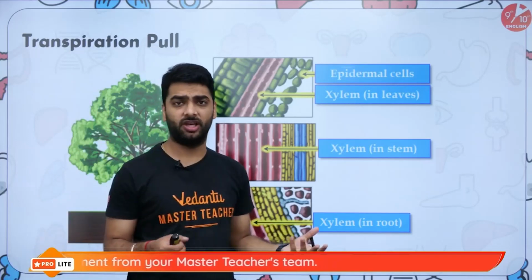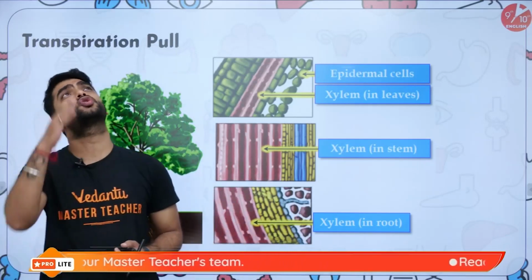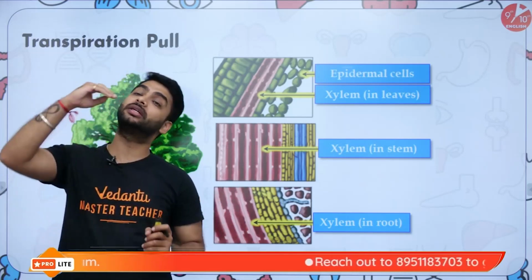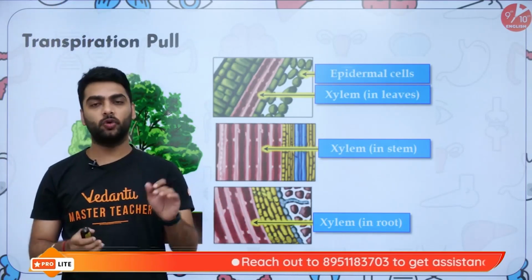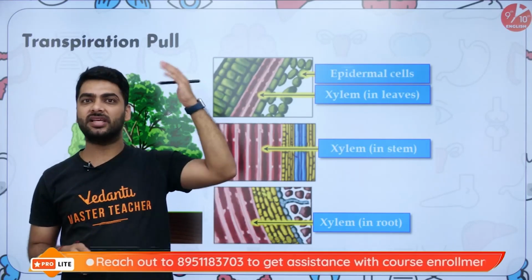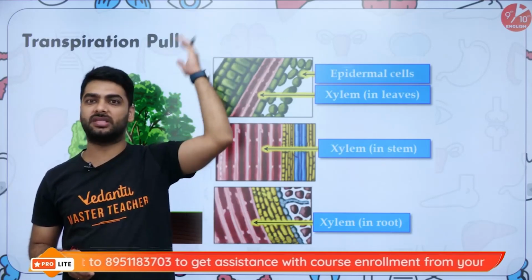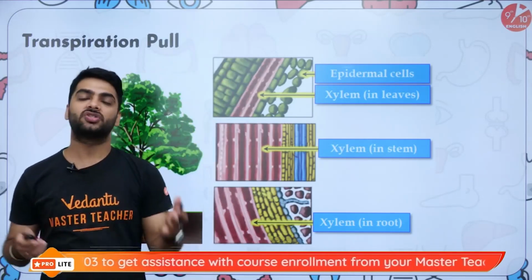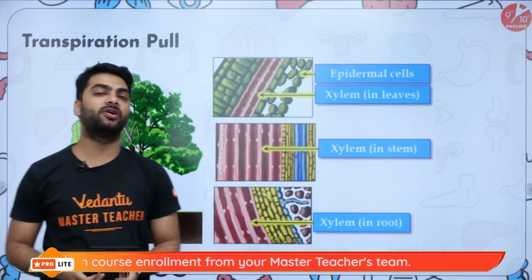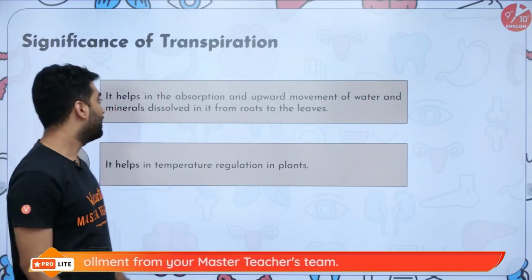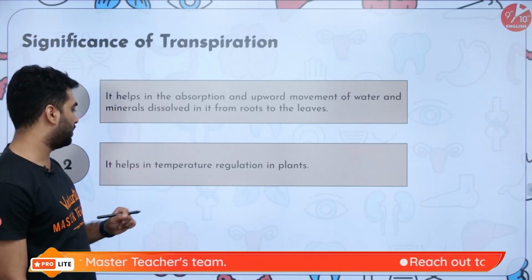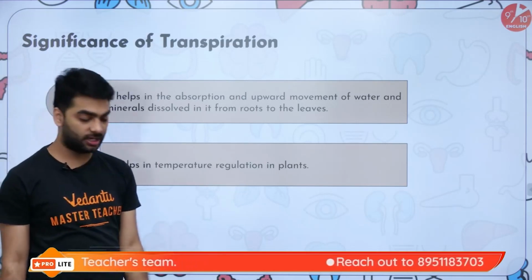Imagine the sequoia tree or the eucalyptus tree, which are so tall. The root pressure is not enough to push the water till the tip of the leaf. The root pressure is enough to put the water till a certain height, right? And these trees are some 60-70 feet tall. So in these cases, transpirational pull helps to pull the water upwards through the xylem. It helps in the absorption and upward movement of water and minerals dissolved in the roots to the leaves. It helps in temperature regulation in plants.